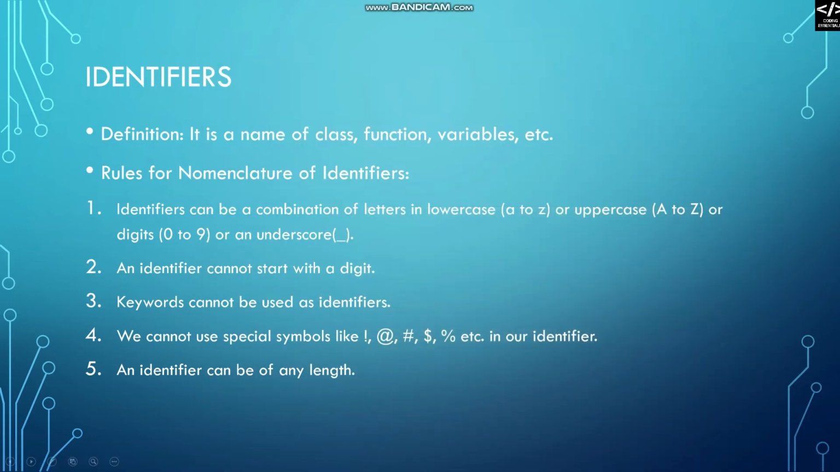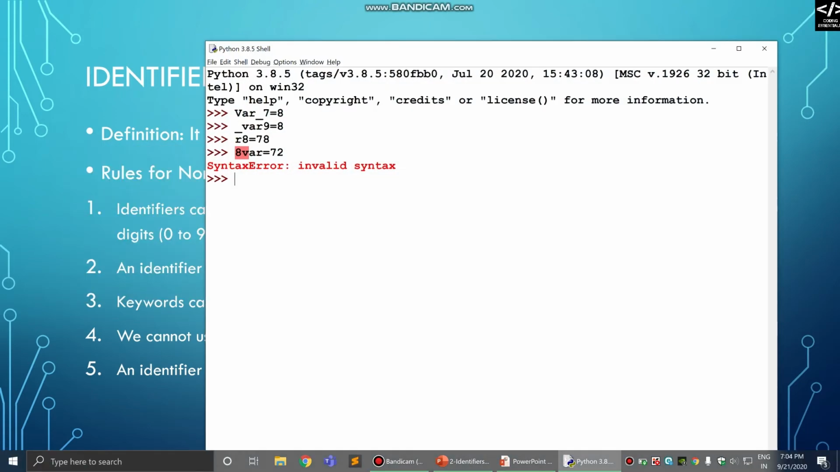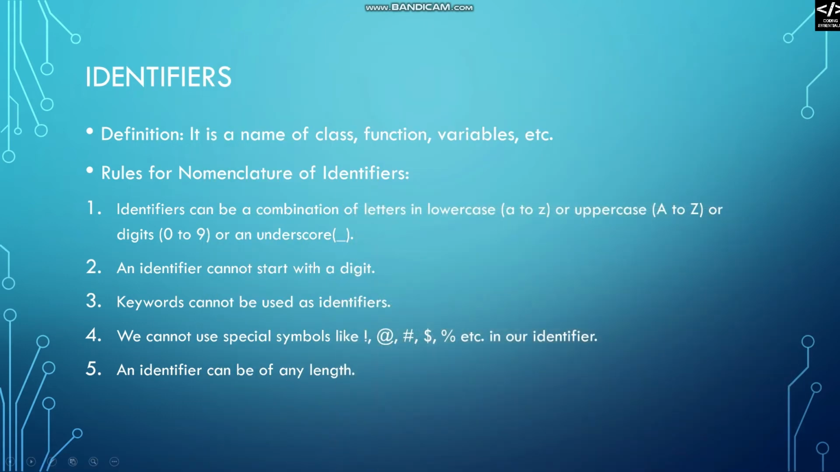The third rule: keywords cannot be used as identifiers. If I write class equals, as you can see, keywords will be highlighted with a different color. Class is in orange color. So if I write class equals 72, it will again show an error. You cannot equate a keyword with an int value, invalid syntax. So that was the third point.